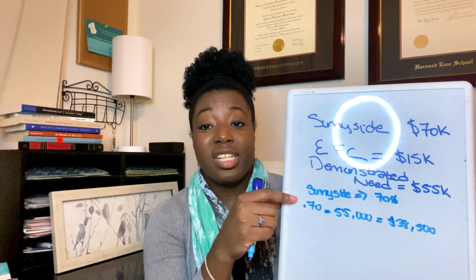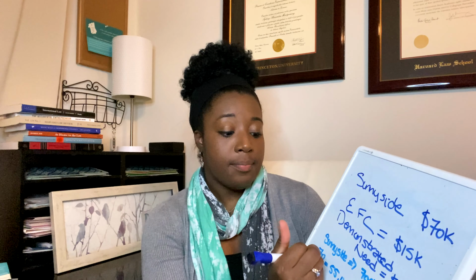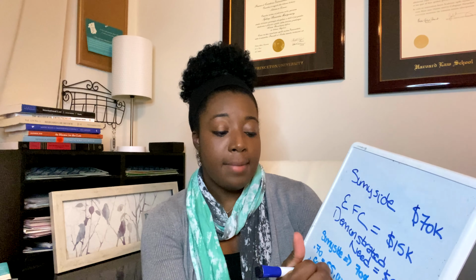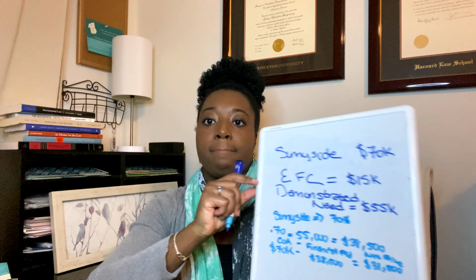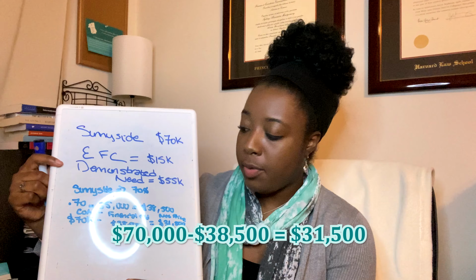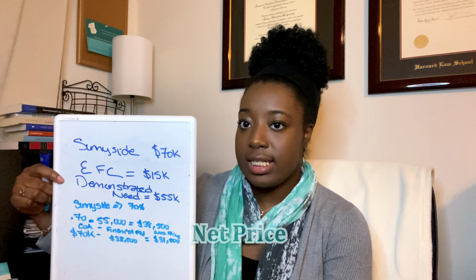Okay, so then how much does Sunnyside University cost you roughly? You take the cost of attendance, $70,000, minus your financial aid. That's that formula from the beginning. That net price is cost of attendance minus financial aid. And that is going to give us $31,500 as our net price. That is how much Sunnyside University is going to cost us every year.